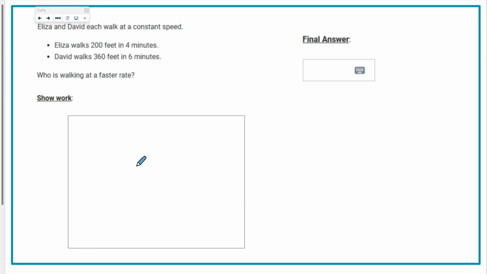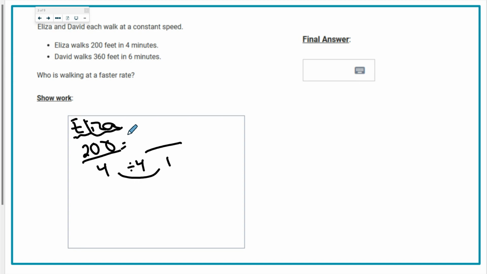All right, in order to compare this, we need to have the same denominator. We cannot compare 4 minutes and 6 minutes. Eliza walks 200 feet in 4 minutes. Let's figure out how many feet per minute that is. Let's go down to 1 minute. To go from 4 minutes to 1 minute, you divide by 4. And then 200 divided by 4 would give you 50 feet per minute, because 20 divided by 4 gives you 5, and then add in the 0.